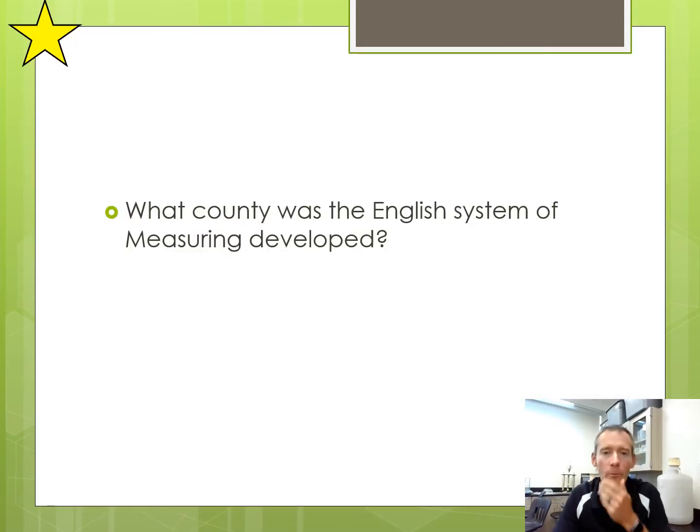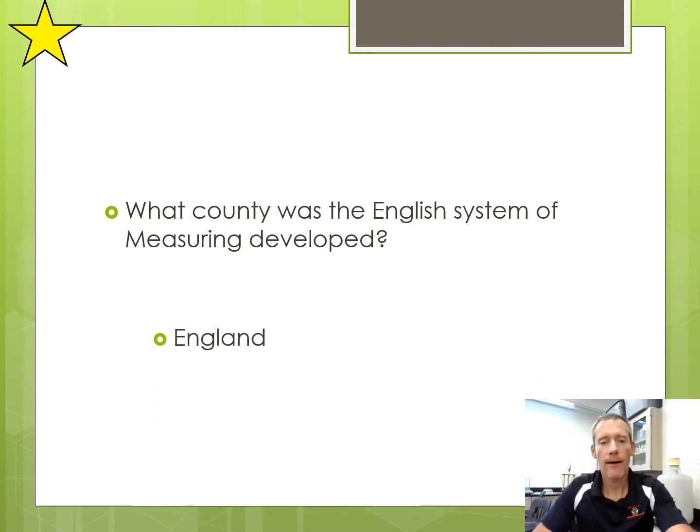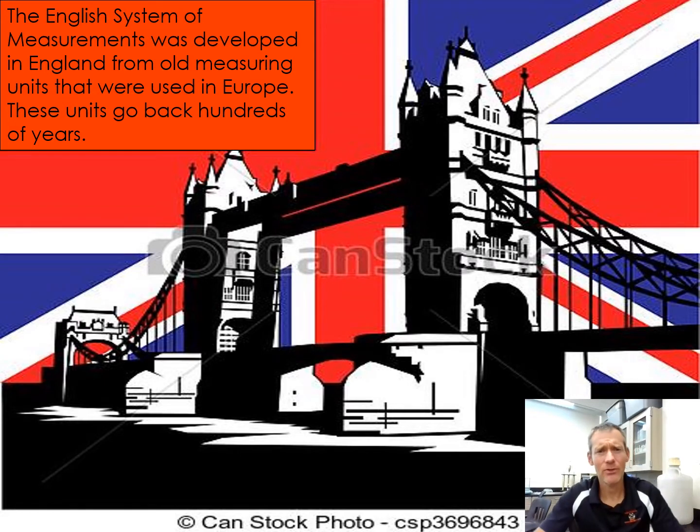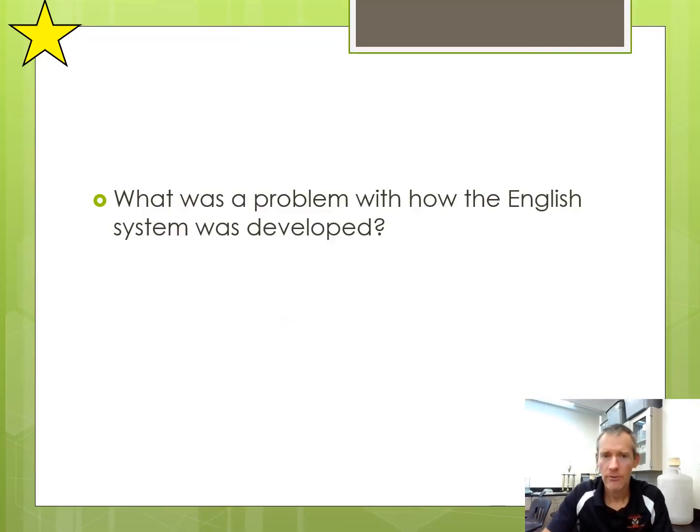So we are very interested in the English system in the United States. So obviously, what country was the English system, or customary units of measuring, developed in? And if you are thinking England, you are correct, or Great Britain. These date back hundreds of years, and it was used throughout Europe. But there's a problem. So what's the problem with the English system?